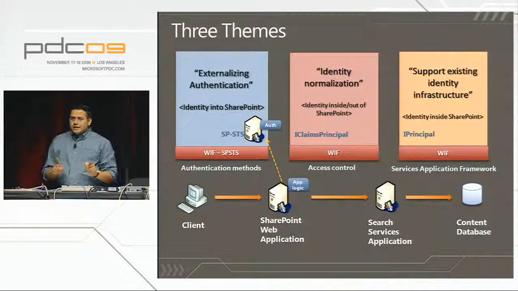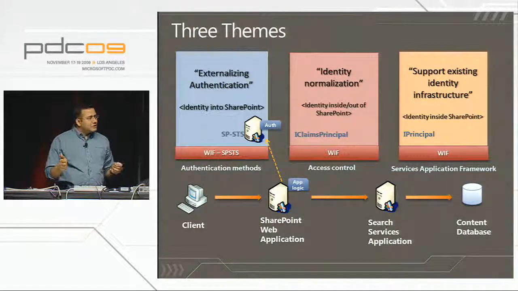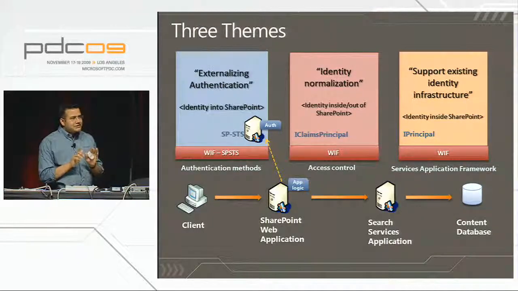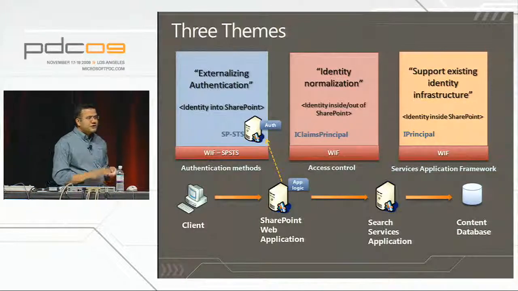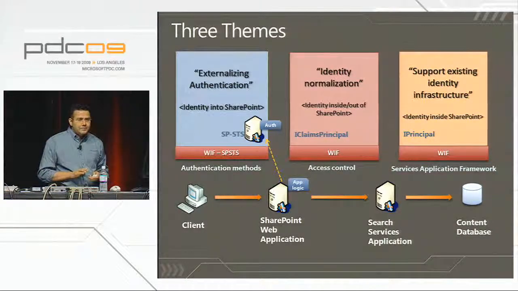As I said earlier, everything is great, everything is claims aware, everything is beautiful. However, that's not reality. We still need to support the existing infrastructure. So how would we be able to do that? So those are the three major themes that I will go into deeper. Okay.